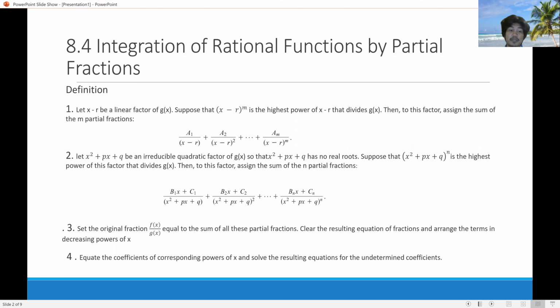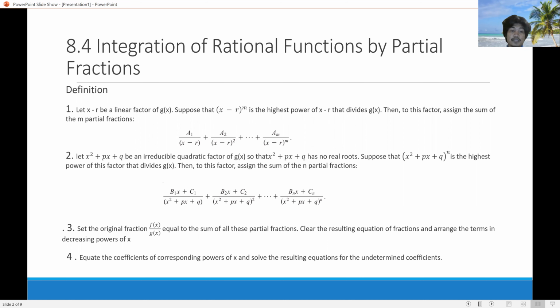Let x squared plus px plus q be an irreducible quadratic factor of g of x, so x squared plus px plus q has no real root, and (x squared plus px plus q) to the power of n is the highest power of this factor that divides g of x. Then, to this factor, assign the sum of n partial fractions: b1x plus c1 over x squared plus px plus q, plus b2x plus c2 over (x squared plus px plus q) squared, plus, until, bnx plus cn over (x squared plus px plus q) to the power of n.